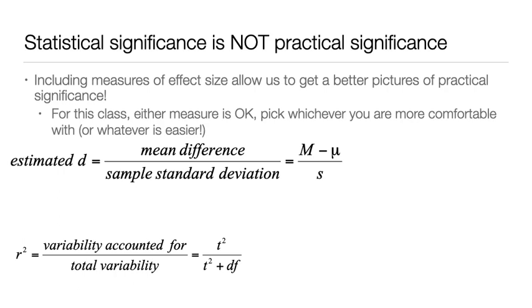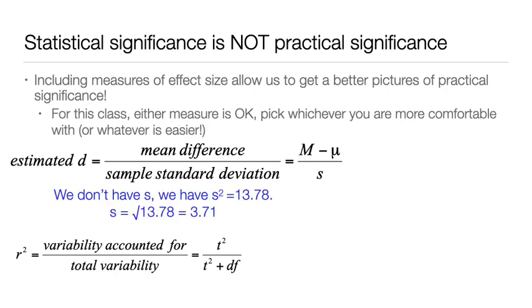In this situation, we don't have everything we need for our estimated Cohen's d. We have the mean of the sample and we have the mean of the population, but we don't have the standard deviation of the sample. We only calculated the sample variance. So here, that's a pretty easy pivot, right? We have that sample variance that we already calculated at 13.78. We're just going to need to take the square root of that to get that standard deviation.